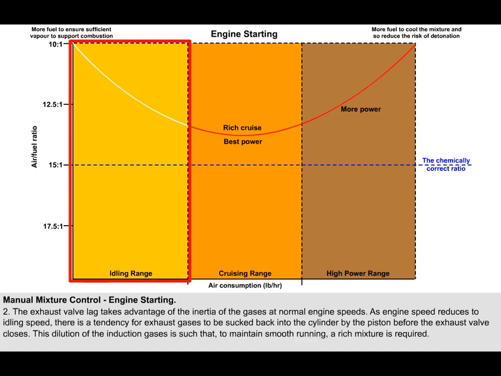The second reason concerns the valve timing. As we've already learnt, the exhaust valve timing is given a certain amount of lag, so that full advantage can be taken of the considerable inertia of the gases at normal engine speeds to obtain efficient scavenging of the burnt gases, and to give impetus to the incoming charge. However, as engine speed reduces, the gas velocity falls, and more of the burnt gases remain in the cylinder, whilst at still lower speeds, such as idling speed, there is the tendency for exhaust gases to be sucked back into the cylinder by the descending piston before the exhaust valve closes. The consequent dilution of the induction gases is such that, to maintain smooth running, a rich mixture is required.